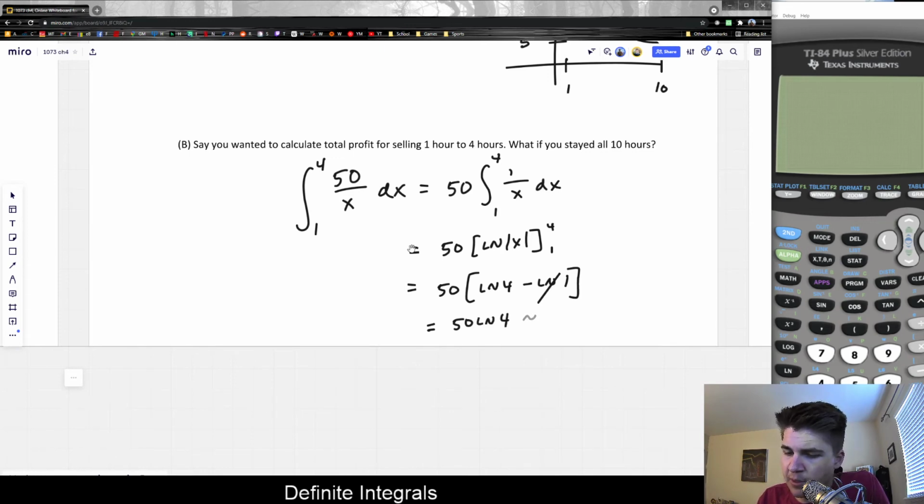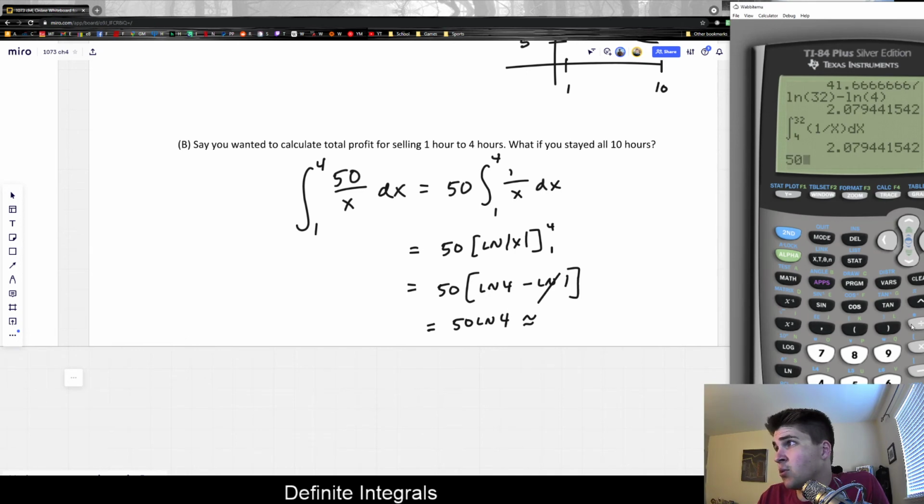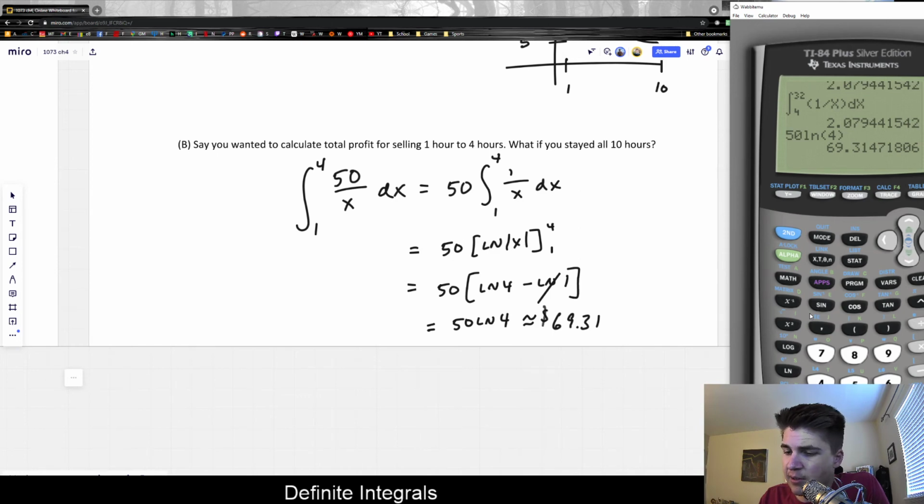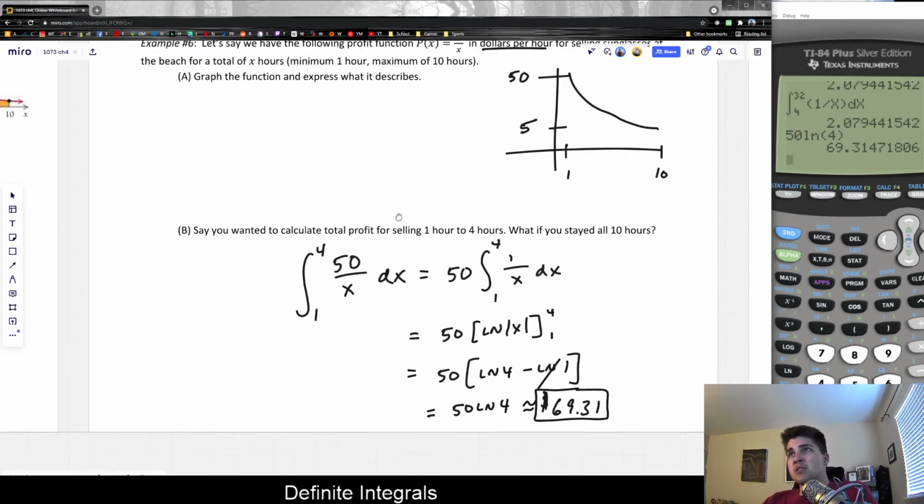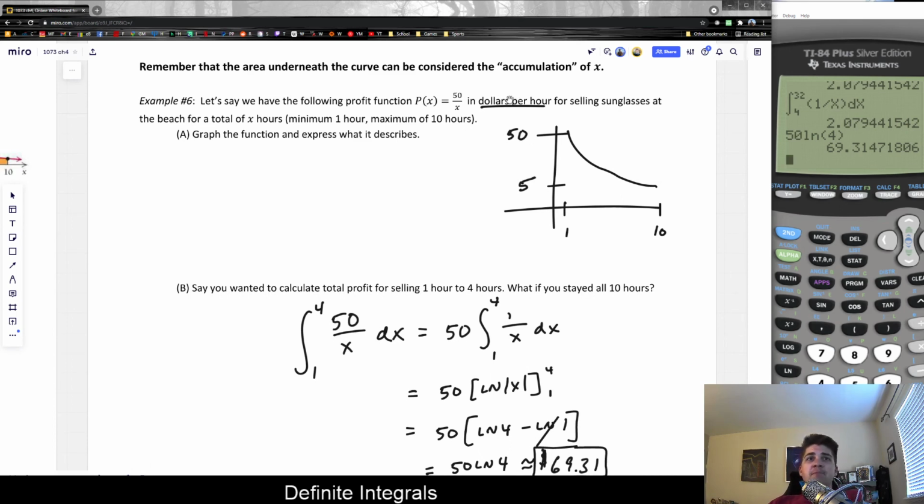Or of course, I could approximate that as a number that your average person would understand, which gives us about 69.31. And this is in dollars. This would be a profit. Our original function was a rate of how much was sold per hour, and this gives us the total amount of profit for spending 1 to 4 hours. And again, this corresponds to the area under the curve.